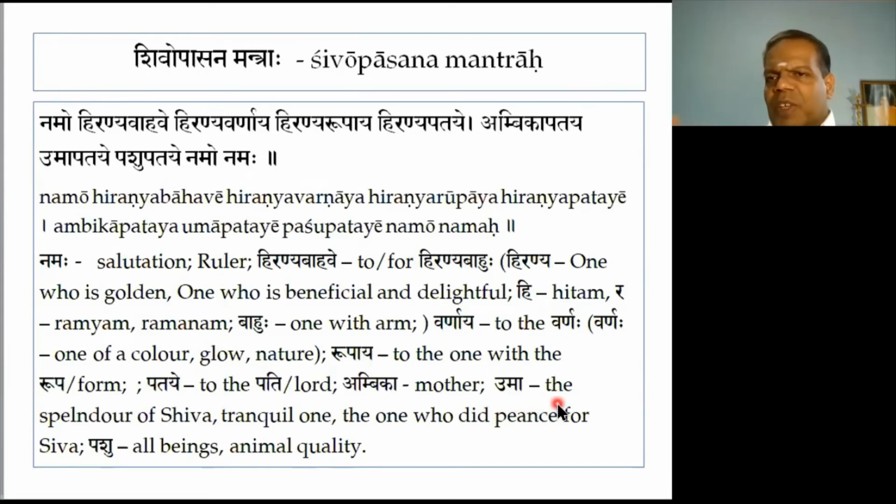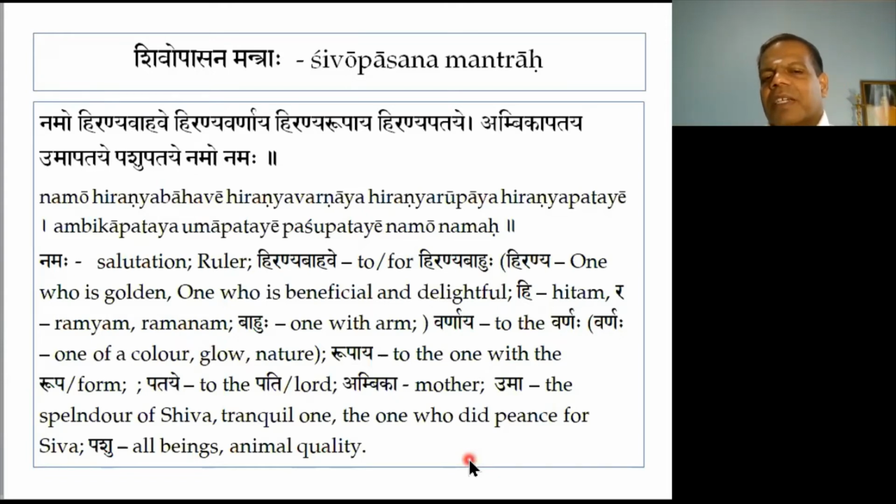Uma, there are various meanings given. It's considered the daughter of Himalaya, Himavan. Parvati, Sati Devi, who was born to Daksha, is supposed to have taken birth again as Parvati. Parvati means the daughter of Parvata, the lord of the mountains. But Uma has another meaning. It also means one who is tranquil, and one who does penance is also called Uma.